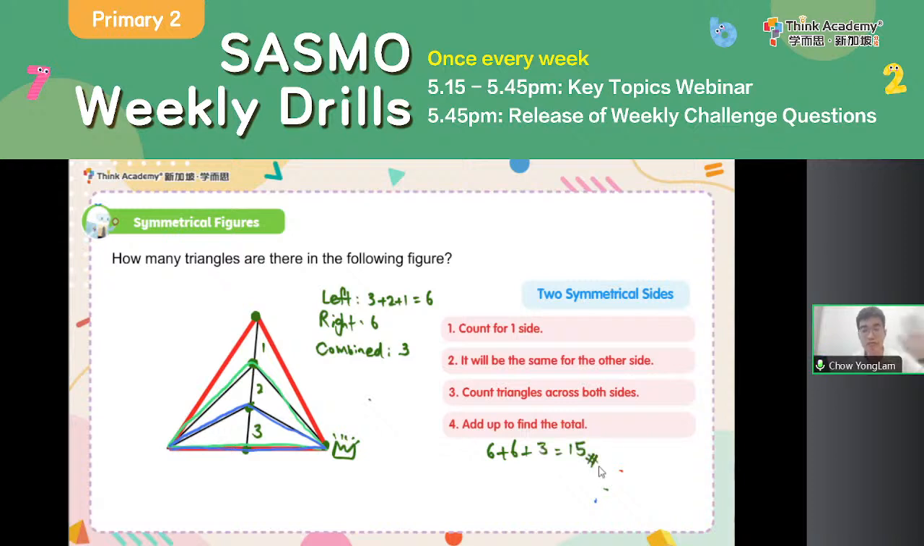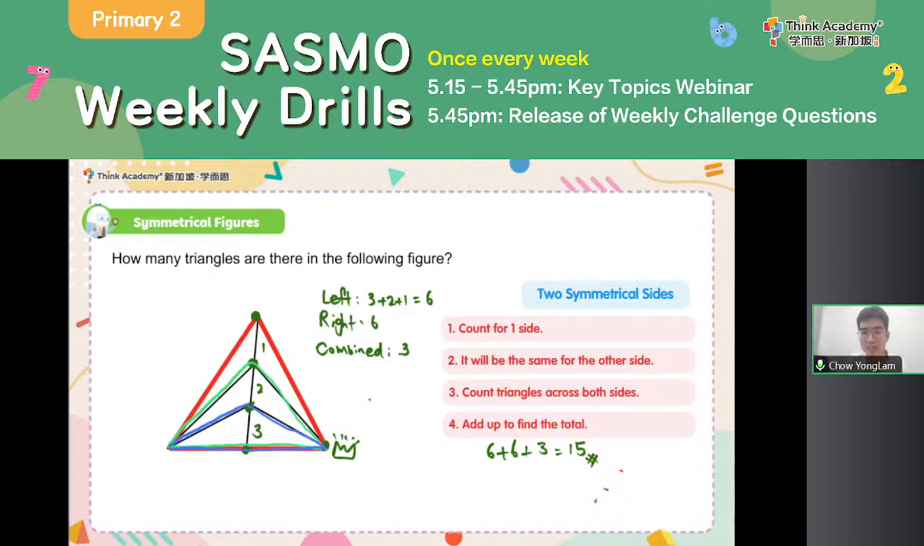That is 15 triangles. So whenever you see symmetrical situations, consider one side, and the other side will be the same. Then remember, what if you combine them both? Can you form extra triangles using parts from both sides? Then add up to find the total. And be careful, maybe you can use the shooting method on some sides. So that is for counting triangles.